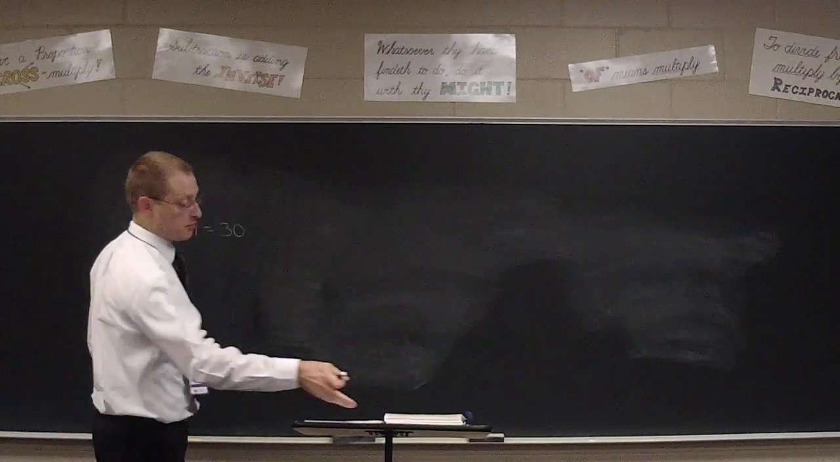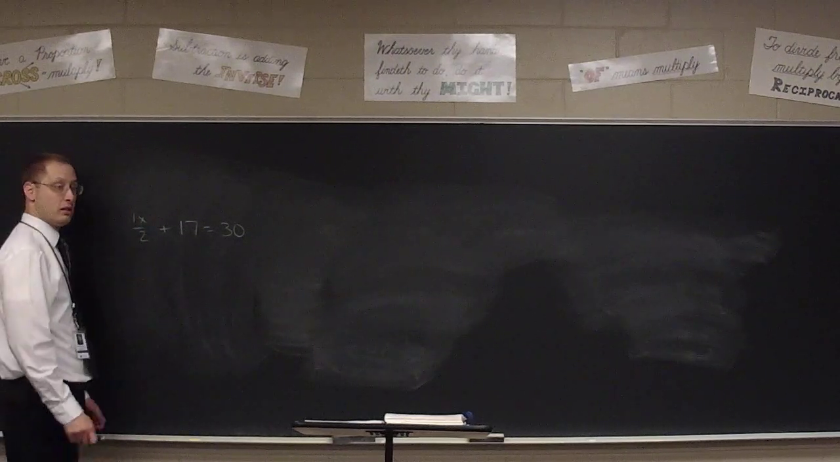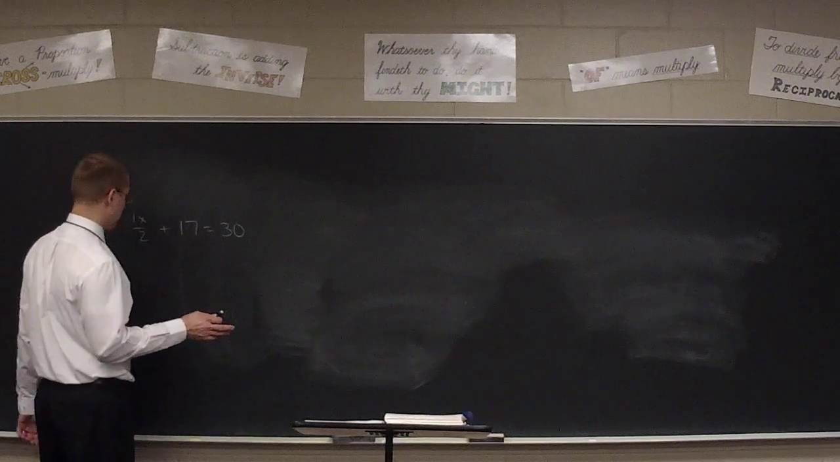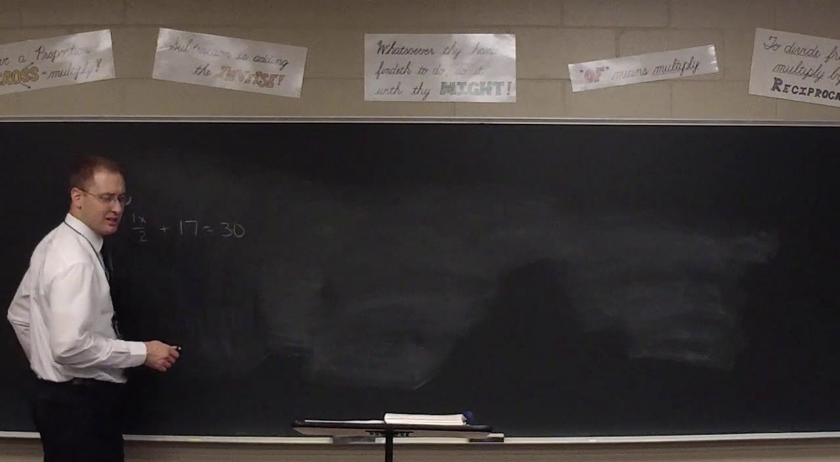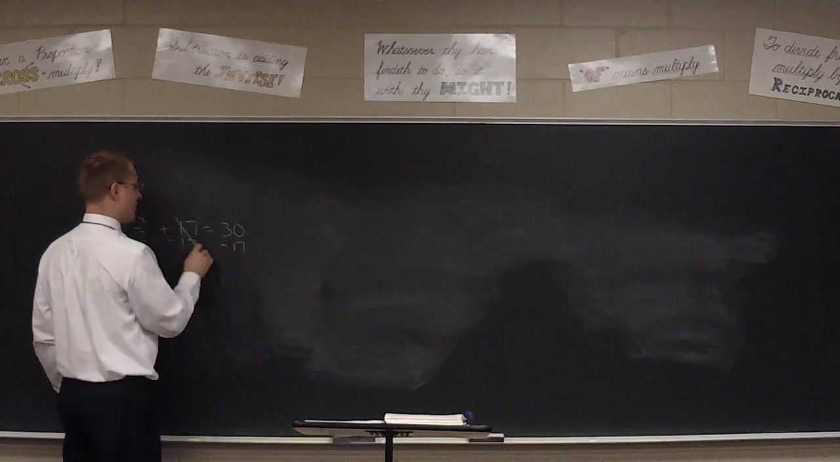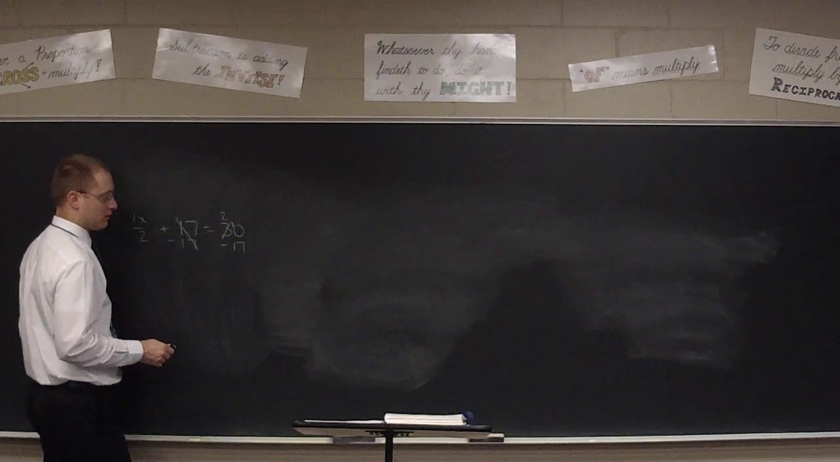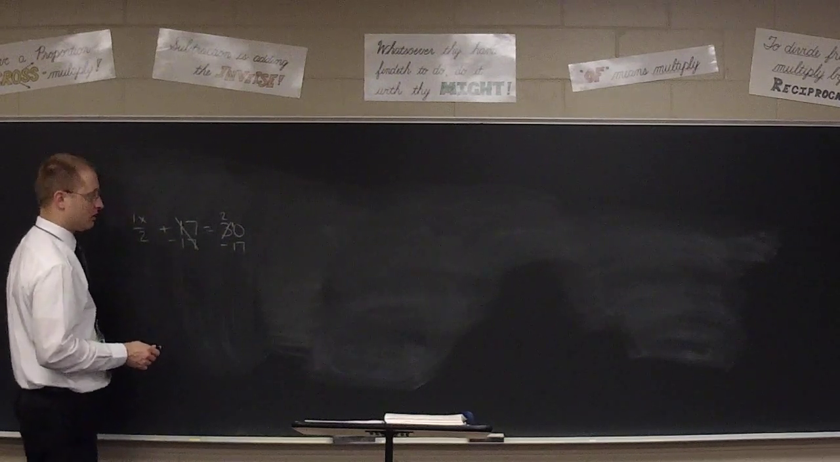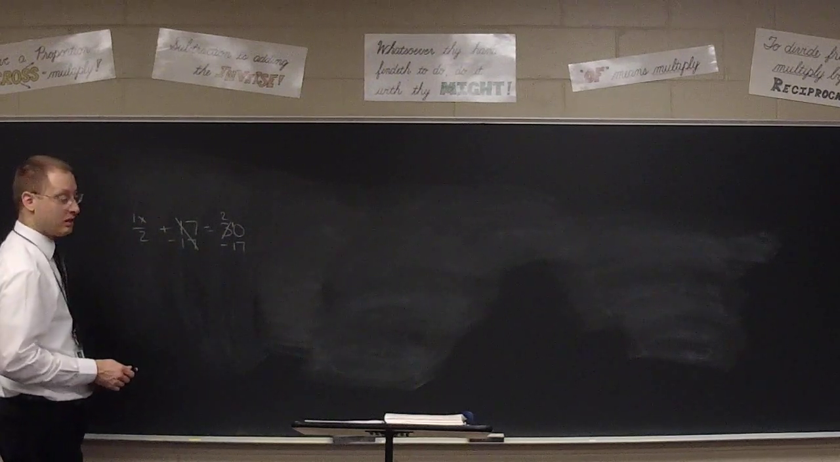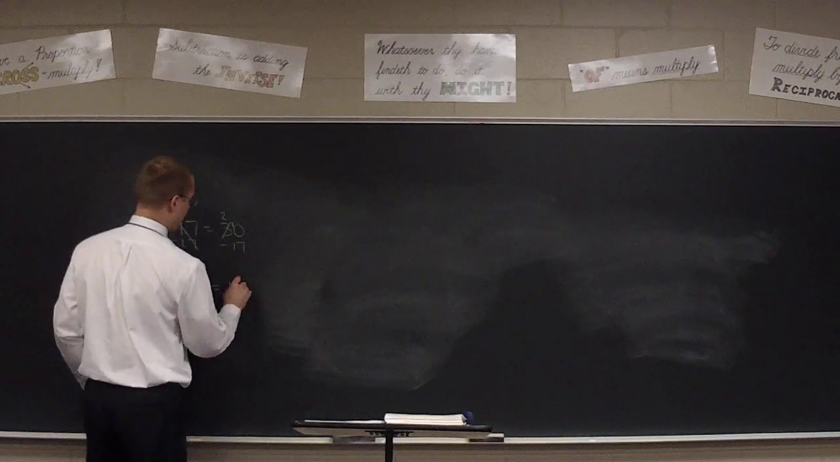Big numbers scare me because I'm lazy. Big numbers usually mean hard work, and I don't like hard work. So let's get rid of the 17. What? How do I get rid of the 17? I subtract the 17. I'll put a negative 17. Now, just be careful with your borrowing. There we go. So we have 1x over 2 is equal to 13.